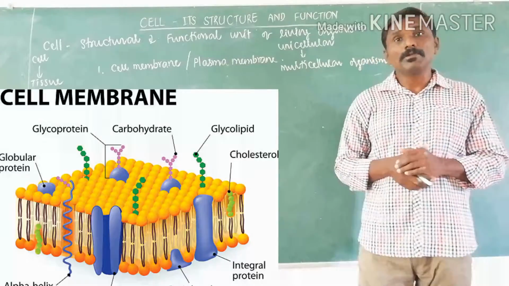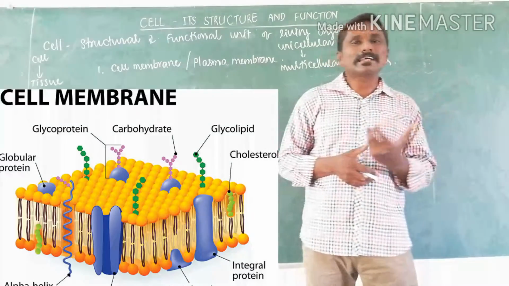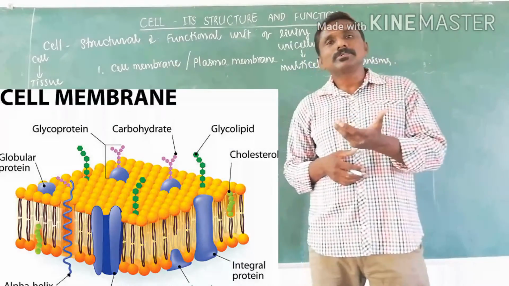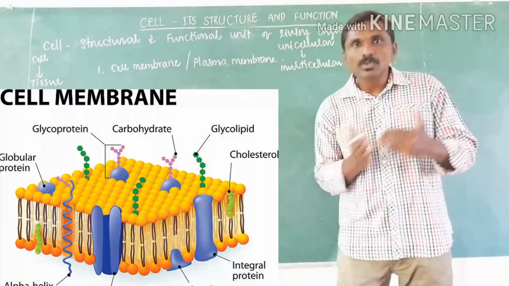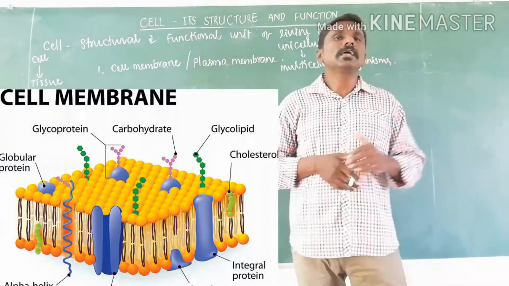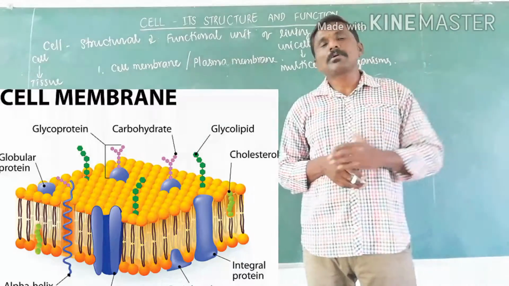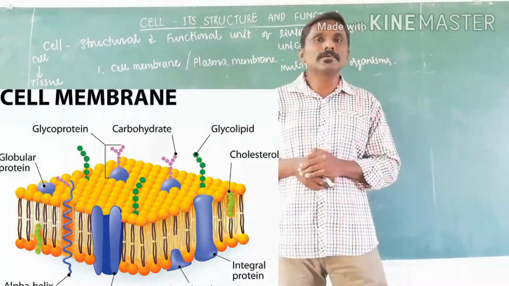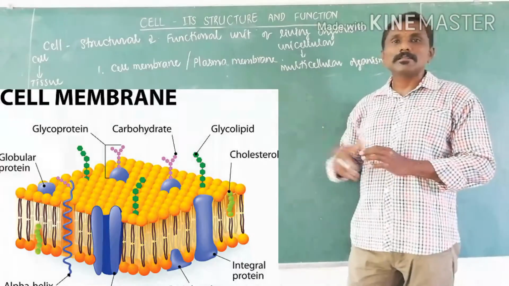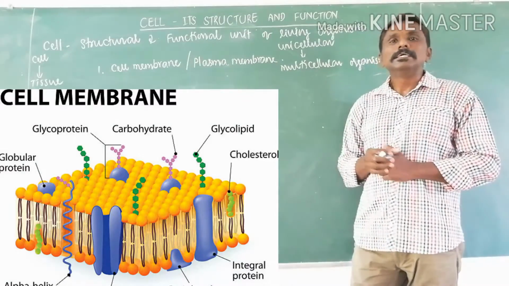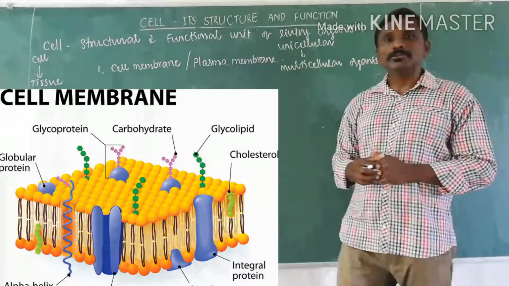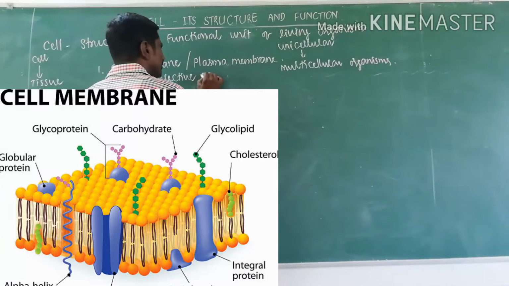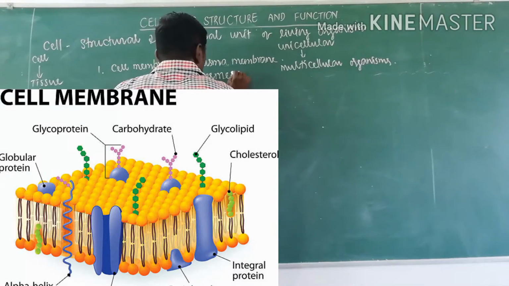One prominent character of the plasma membrane is that it exhibits selective permeability. Selective permeability means it allows only selected molecules to pass through it. Whatever components are required for the cell are allowed to pass through the cell membrane, and the components which are formed as a waste product inside the cell can be eliminated from the cell. So only selected molecules are transported across the plasma membrane. That's why this prominent character of the cell membrane is called selective permeability.